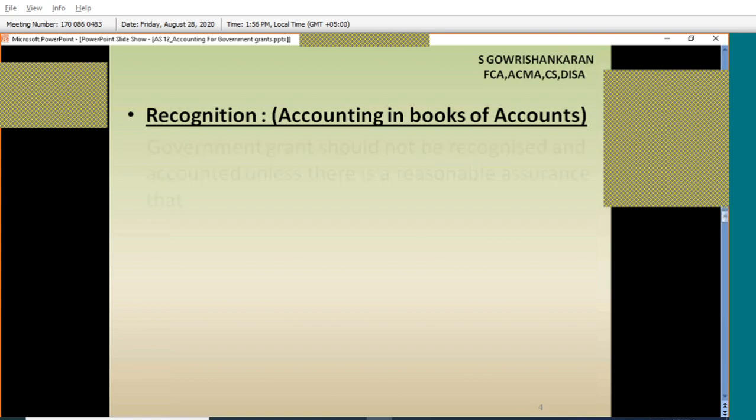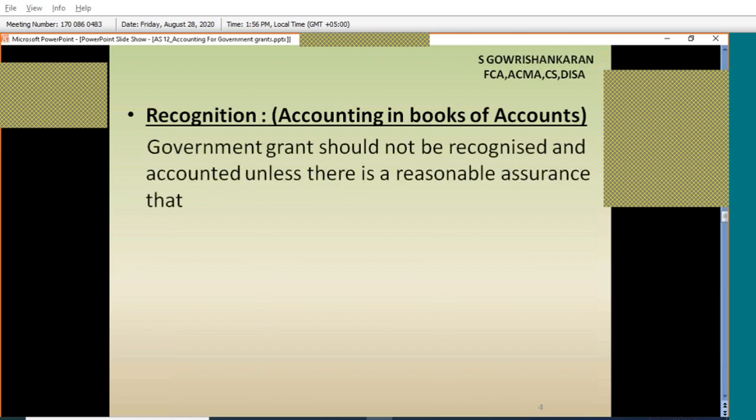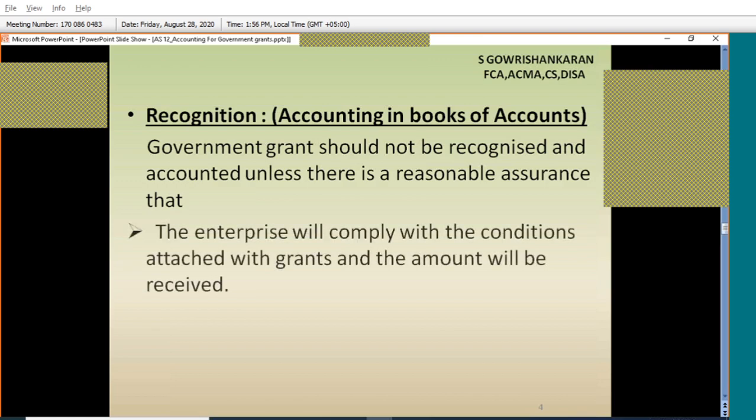Okay? So the point is, a government grant should not be recognized and accounted unless there is reasonable assurance that the enterprise will comply with the conditions attached to the government grant and the amount will be received. Amount will be received. Okay.